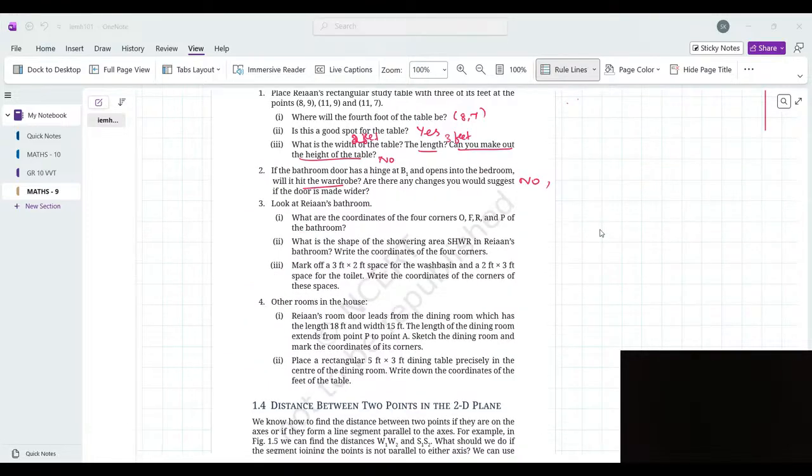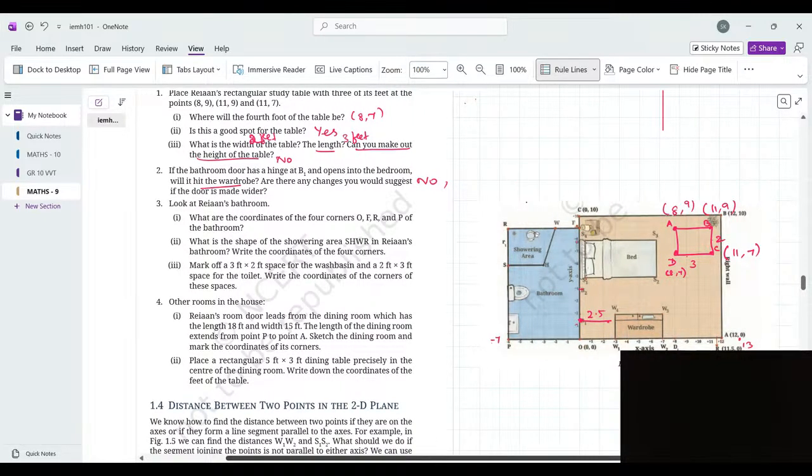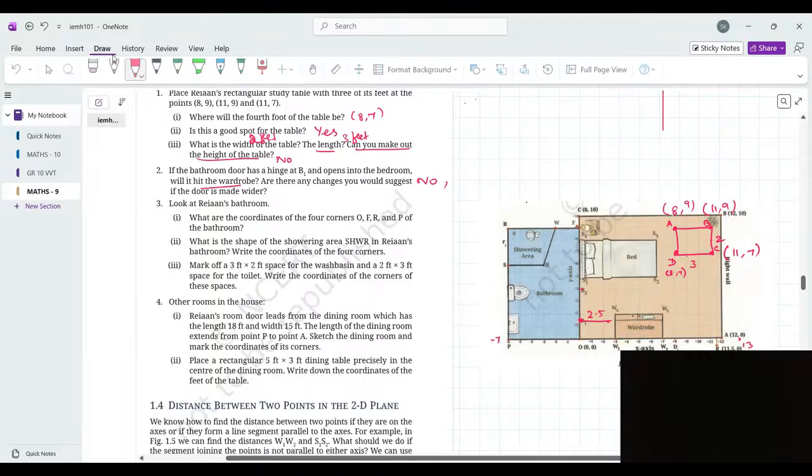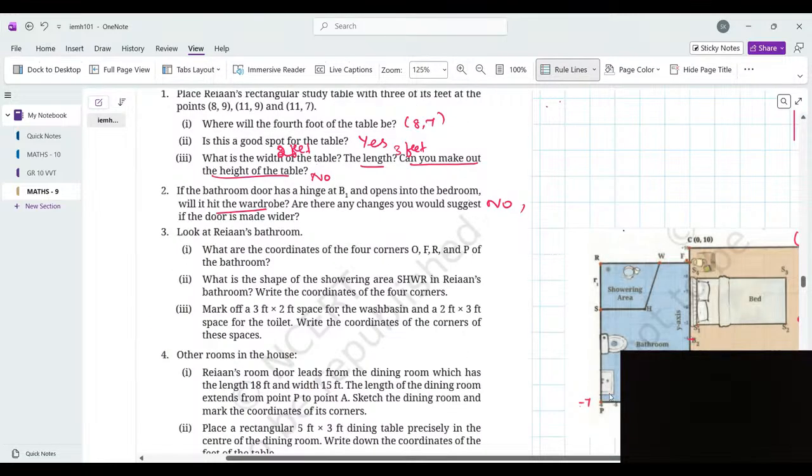I have the question here so that it is easy to look at the question. What are the coordinates of the four corners O, F, R, and P of the bathroom? O, the coordinate is 0, 0. F coordinate is 9, 0.